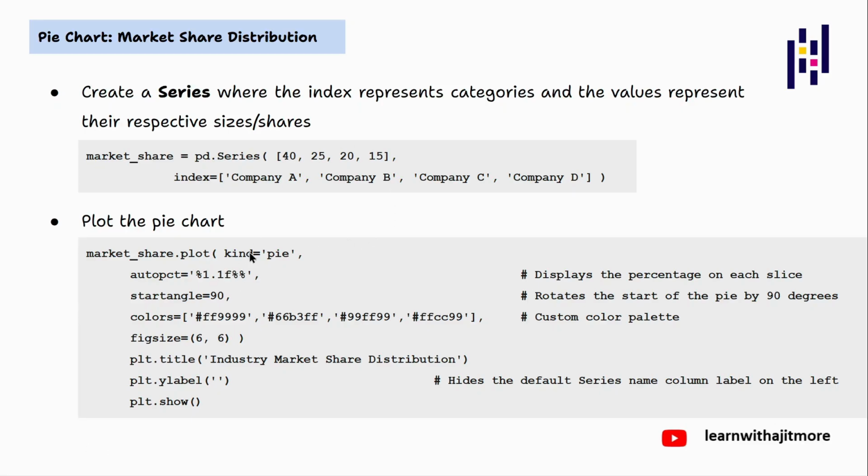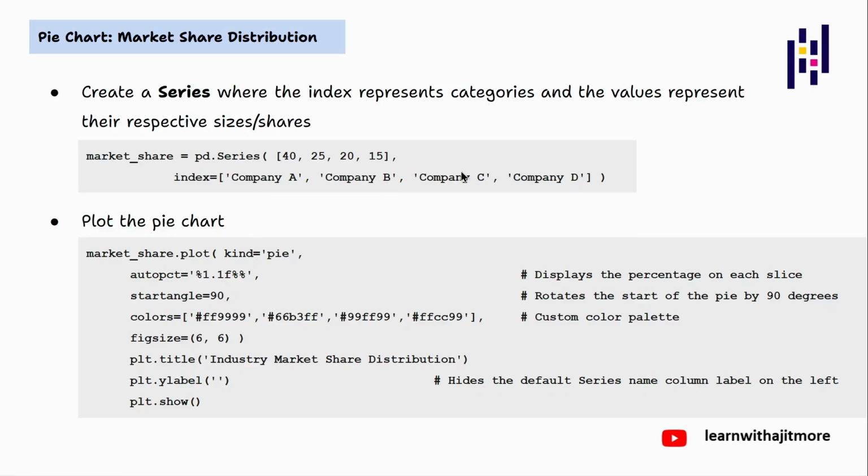Now, to draw the pie, from which angle do we have to start? I have given start angle 90, so it will start from 90 degrees. Where is 0 degree considered from? This baseline is 0 degree, then 90 degree, 180 degree, 270, and again 360. So it will start from 90 degrees.